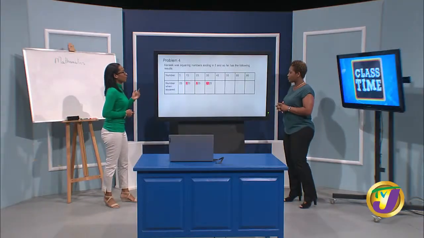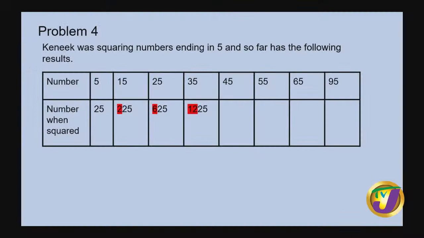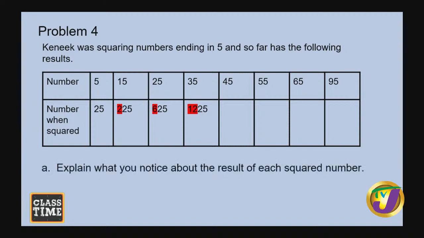So let's take a look here now at the problem. Kenny was squaring numbers ending in 5. And so far he has the following results. Row 1, number: 15, 25, 35, 45, 55, 65, and we end at 95. And number when squared: 5 times 5 is 25, 15 times 15 is 225, 25 times 25 is 625, 35 times 35 gives us 1,225. I get what you mean because you're reading what is in the row.